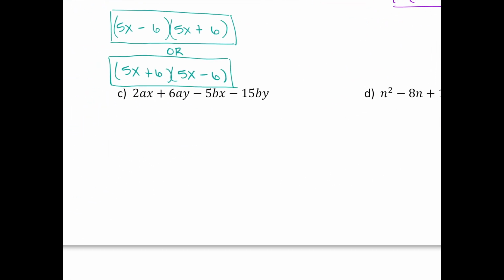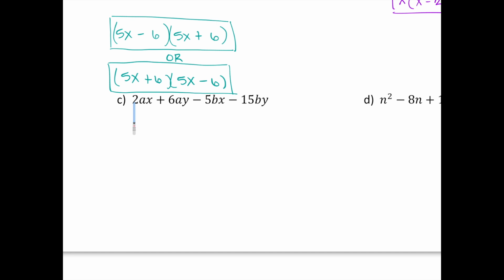For our next example, is there a number that we can divide 2, 6, 5, and 15 by? No. Do they all have A's? No. Do they all have B's? No. Do they all have X's? No. Do they all have Y's? No. So there is no GCF in this case.